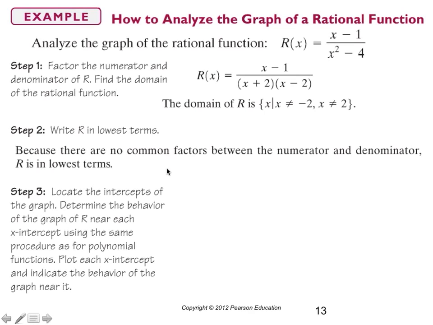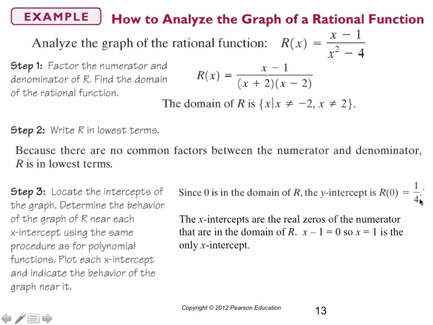Step 3 is to locate the intercepts. Since 0 is in the domain, the y-intercept is found by just plugging 0 in for x. If we plug 0 in for x, we can either look at our factored version or our original. I think the original is a little easier to look at, but if we plug 0 in here, we get 0 minus 1 over 0 squared minus 4. That's just going to be negative 1 over negative 4, which simplifies to 1/4. So we know that that's our y-intercept.